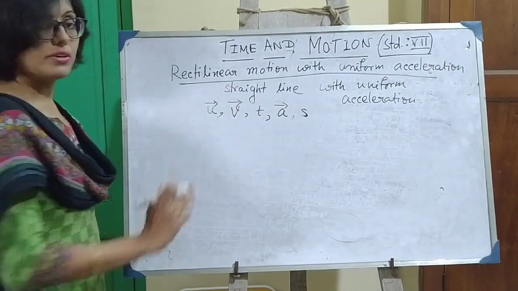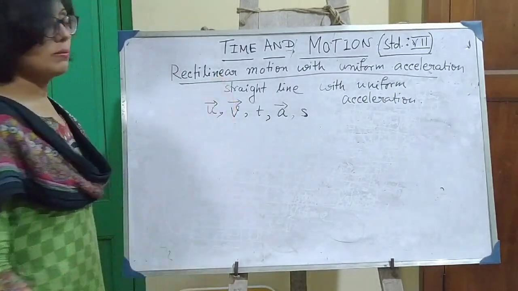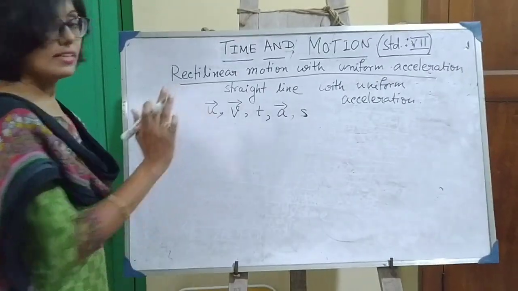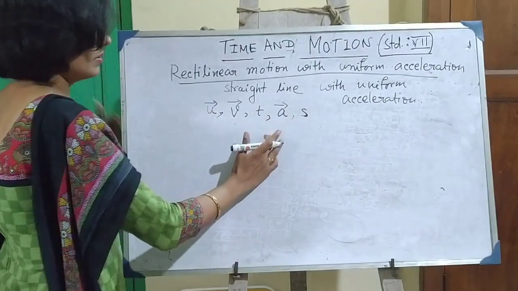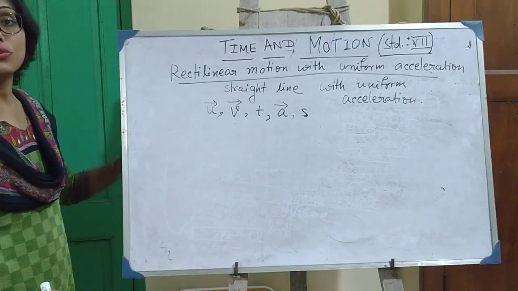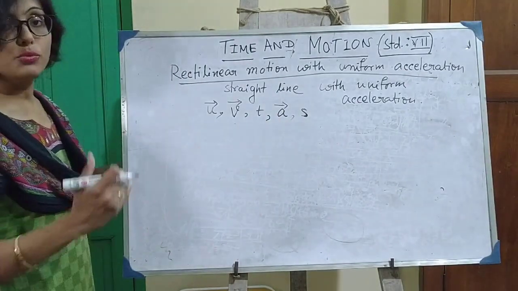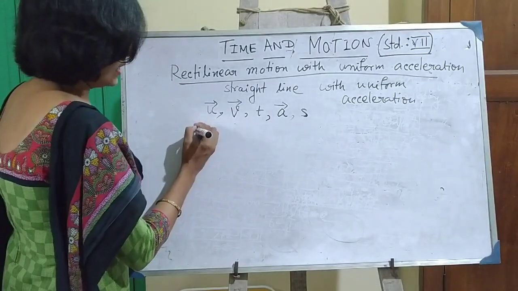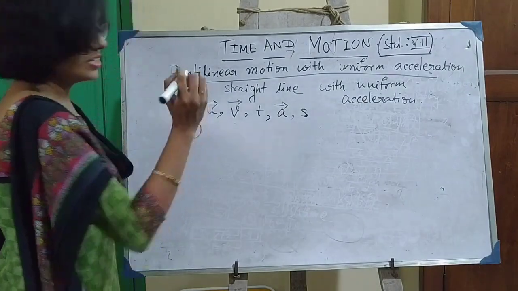Initial velocity of the body is u. Final velocity of the body is v. V is greater than u. Then the body is moving with an acceleration a, and the acceleration is uniform. The body is moving in a straight line. So we get some equations.